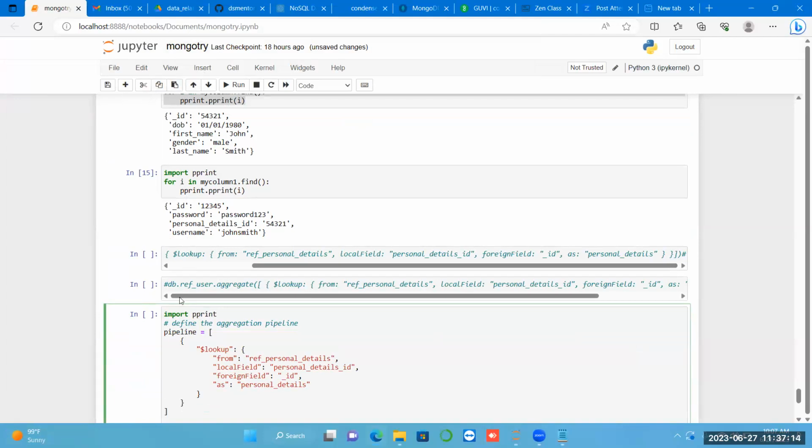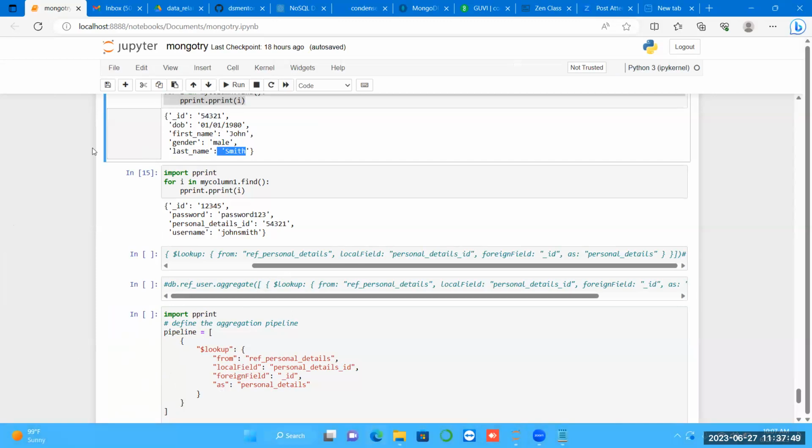Okay, Divya, let's not get confused. Whenever I say table 1, you need to refer to the user table. When I say table 2, you need to refer to the personal details table. Okay, we are on the same page. Table 1 means user table, table 2 means personal details table. Now go to table 2, personal details. What is the ID there?